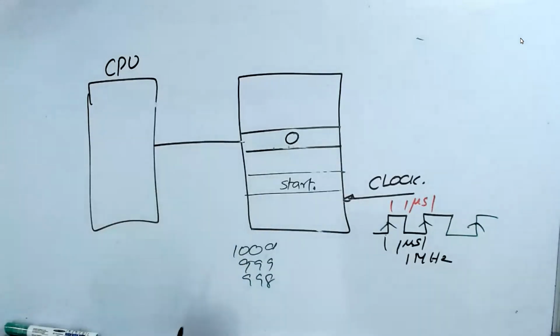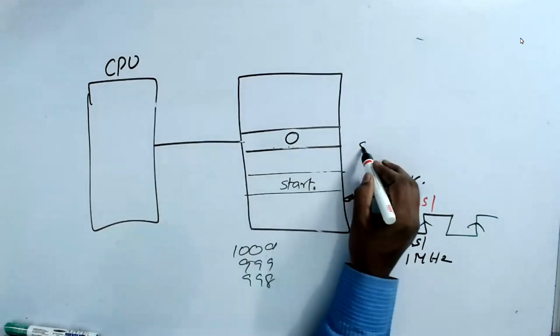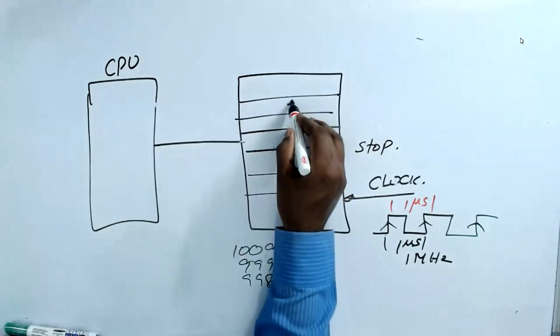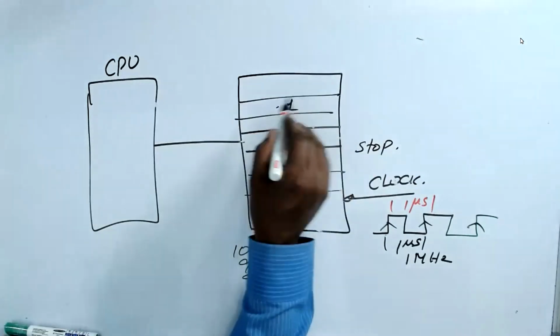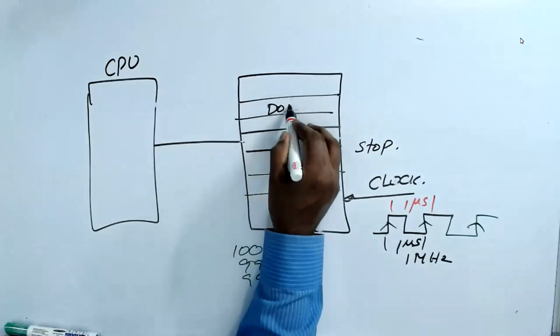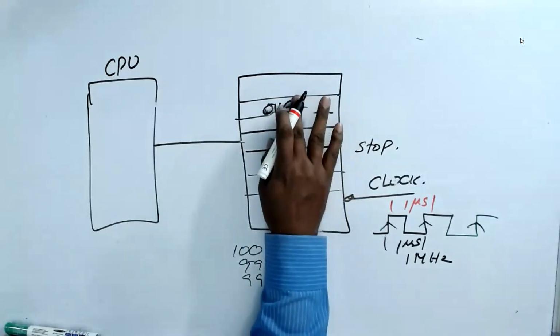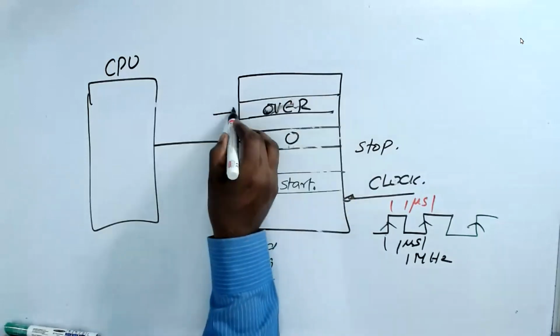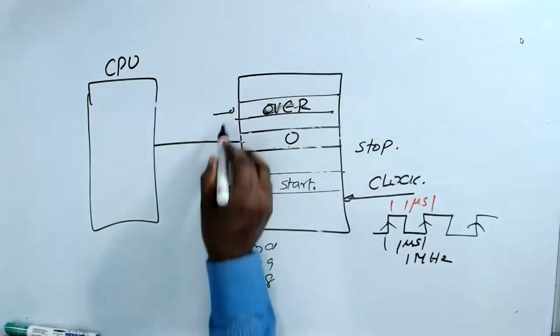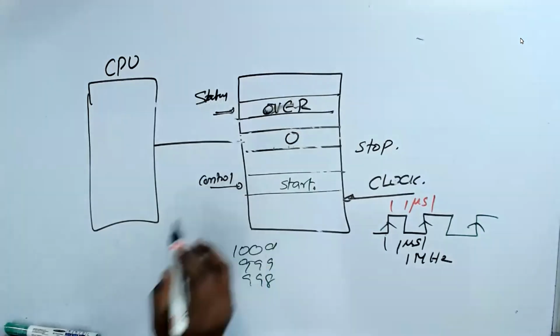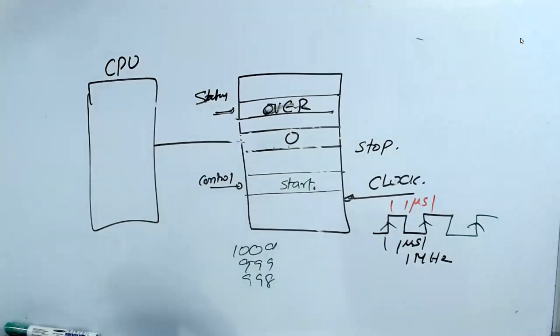The timer will stop and set a bit here called the done bit. Let us name it done, or over, or completed, whatever it is. So I have so many registers. One register is called start. This is called status. This is called control. In control, you are making it start. In status, you are trying to read it. And you have one more register to hold the count.